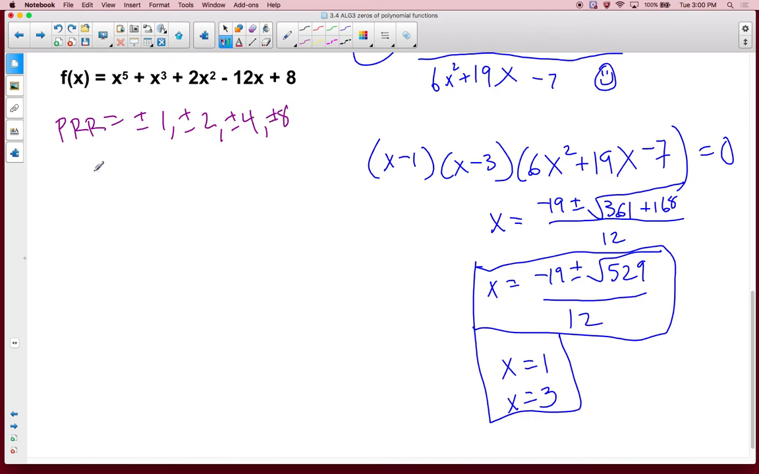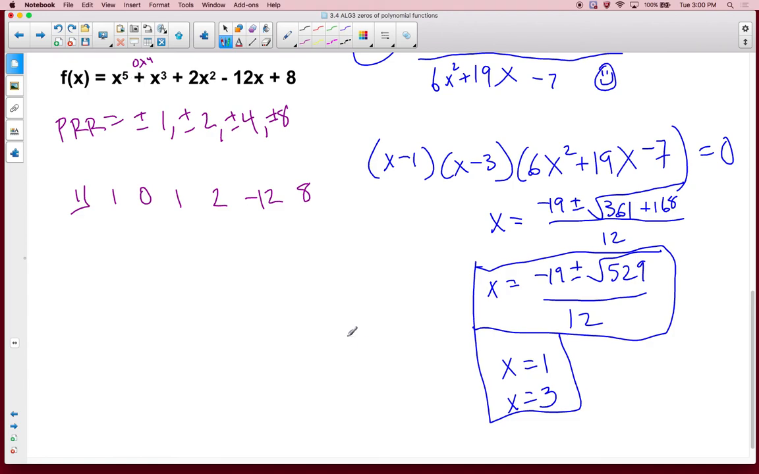Okay, so that's what we have to work with here. We have 2, 4, 6, 8 different possibilities, not too many. So let's give it a try and start with a 1. And notice here, this is important. There is no x to the 4th, so I need to put in a 0 for that placeholder. I have a 1, 0, 1, 2, negative 12, and 8. I'm putting in a 0 for that placeholder of x to the 4th because there's no x to the 4th.